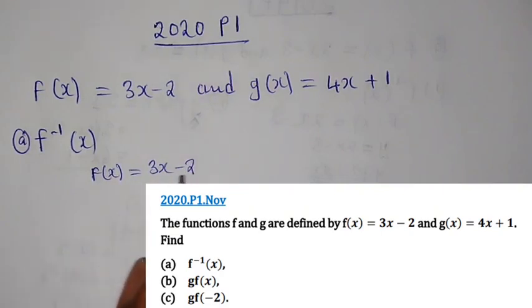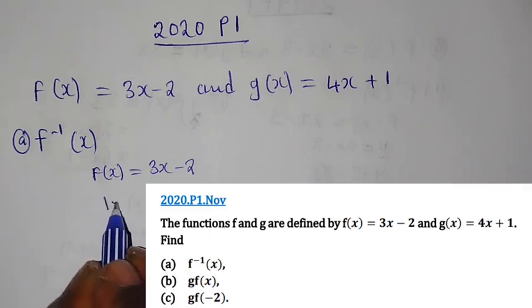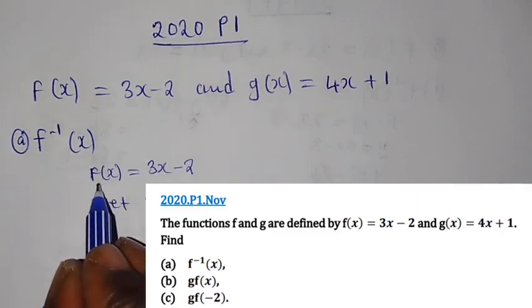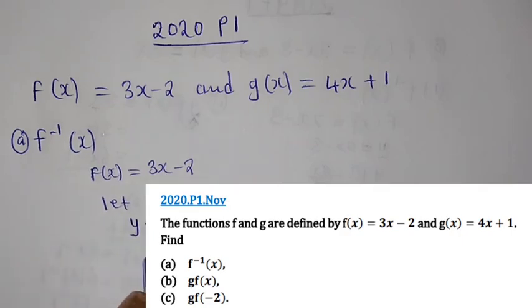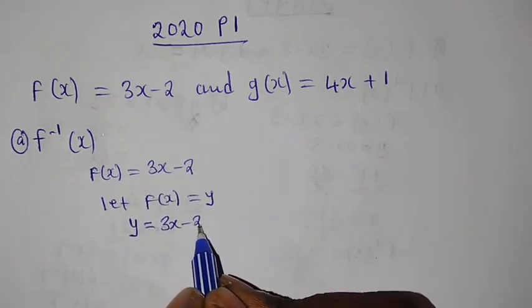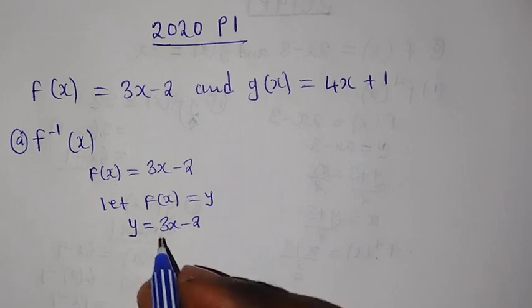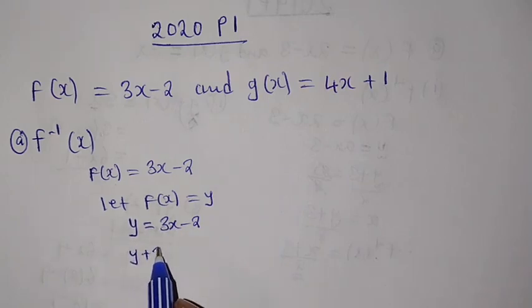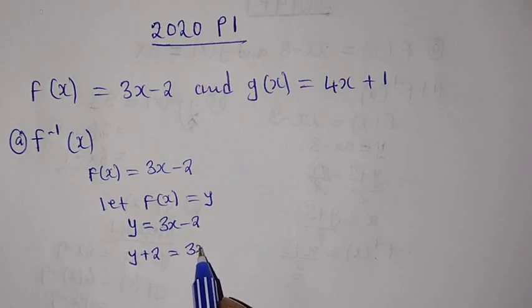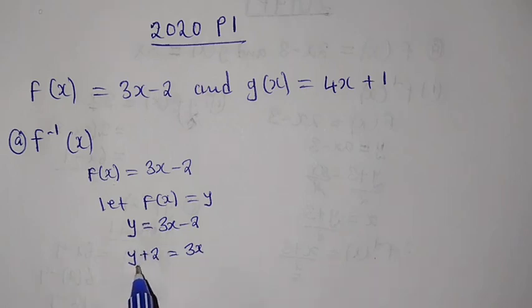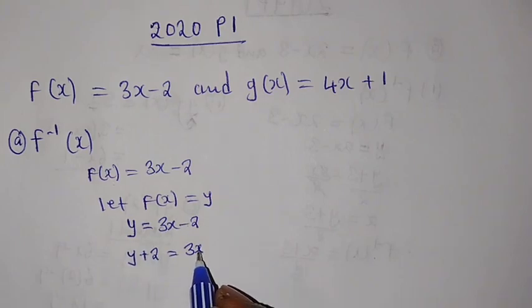So to find the inverse of this function, we are going to say we let this function f of x to be equal to y. You can use any variable, okay? So where there is this f of x, we are going to put y equal to 3x minus 2. Then from here, we are going to make x the subject of the formula. So we are going to say y plus 2 is equal to 3x. So this negative 2 has gone to the left hand side where y is. It was a negative, it has become a positive. So we need to have x right here.